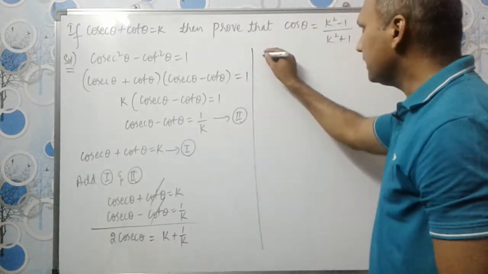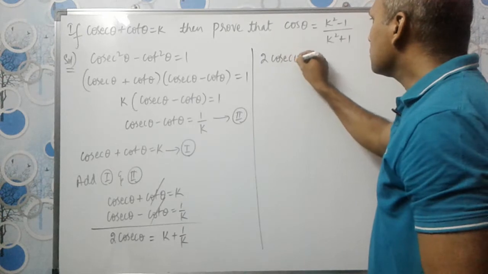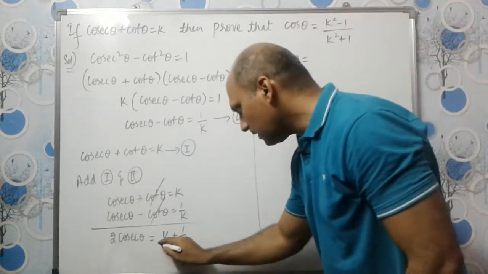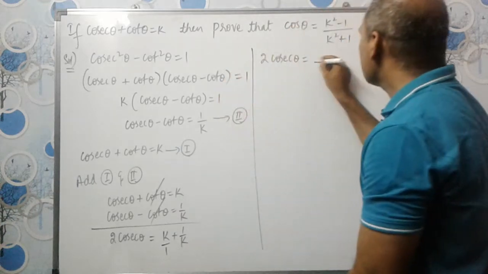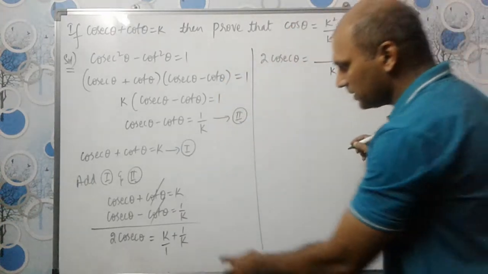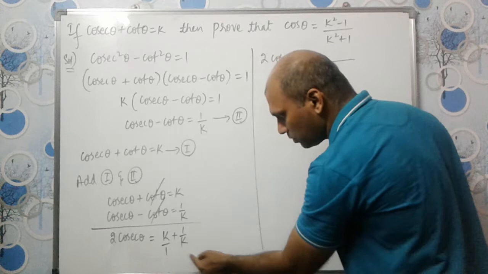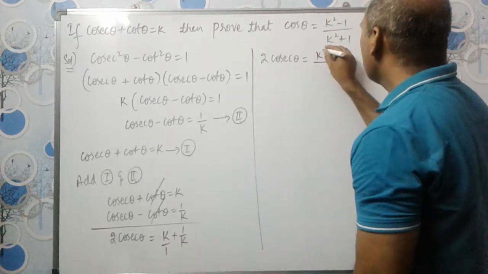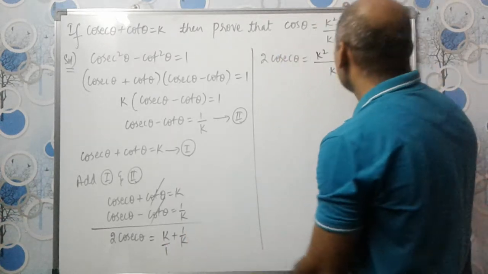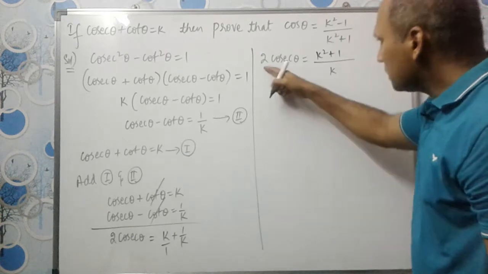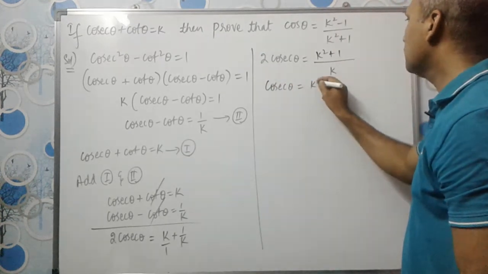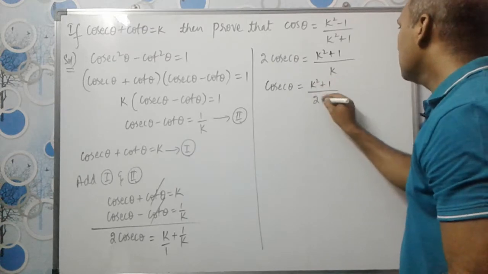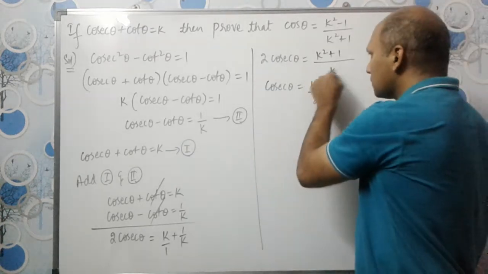Okay, so now we have 2 cosecant theta, and this k I'll write as k by 1. Denominators are different, so we need to cross multiply. K into 1 is k. Now cross multiply k into k, k square, and 1 into 1 is 1. So send 2 on the other side. Now we have cosecant theta is equal to (k square plus 1) by 2k. This 2 goes to the denominator, right?